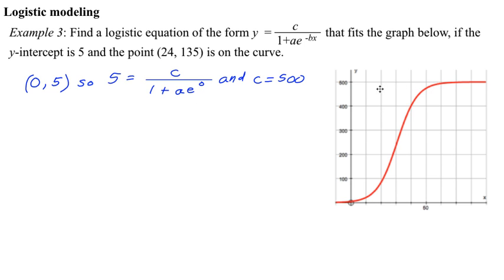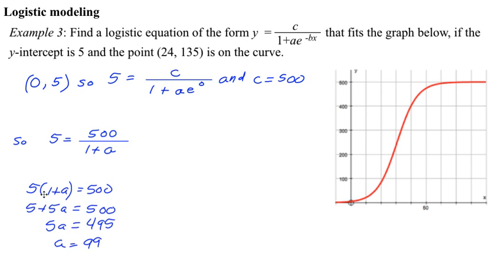And we also know by looking at the graph, we're going to level off at 500. That's going to be our maximum value. So let's go ahead and plug those pieces of information in. We get 5 is equal to 500 over 1 plus a. Well, to solve this, we could put the 5 over 1 and cross multiply. And we'll get 5 times (1 plus a), and that ends up giving us a value of a equals 99. So now we can plug that back into our original equation. y equals c is 500, a is 99, so here's our equation.